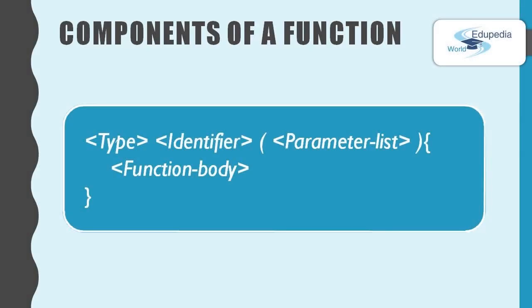The syntax of a function definition can be described like this. It has a type, it has an identifier, within the parentheses it has a parameter list, and within the curly braces it has a function body. Type means the return type, identifier means the name of the function. The function body is the block that actually does the work. So in our previous program, in the function square, return x multiplied by x is in the function body. That means the function body has the statements to be executed. The list of arguments required by the function is called a parameter list and its elements are called parameters.